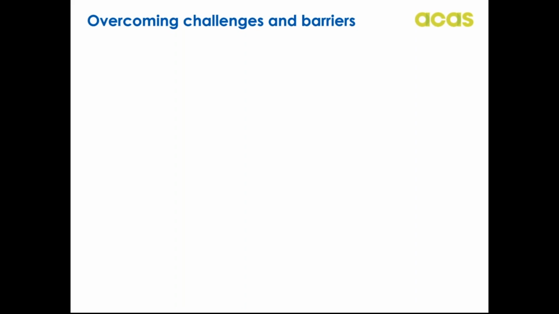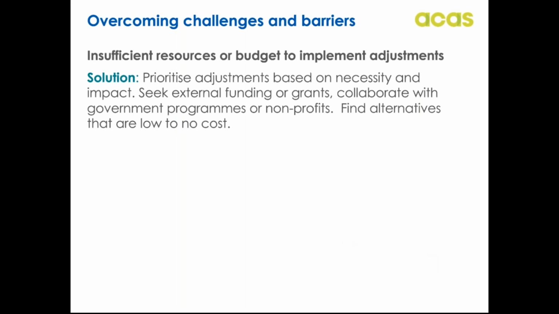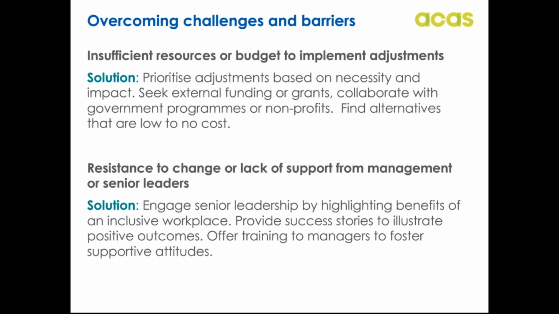So we're now going to take a look at overcoming challenges and barriers when implementing reasonable adjustments. Employers may face insufficient resources or budget to implement adjustments. Try to prioritise adjustments based on necessity and ones that will have the biggest impact on supporting the individual. Seek external funding or grants dedicated to support workplace adjustments for disabilities. Collaborate with the government programmes or non-profits that offer financial assistance or resources. If none of these are possible, find alternative adjustments that are low to no cost that will also support the individual. We have signposted further support in your handout that covers some of these options.